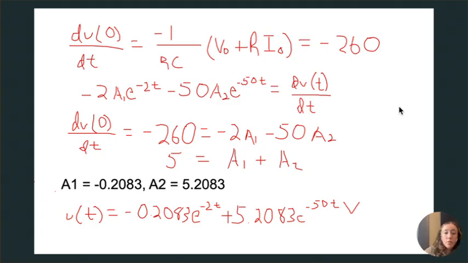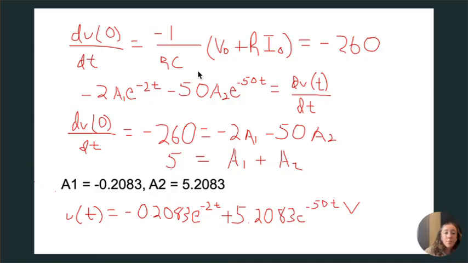So we have a given derivative equation when t is equal to 0, and that is negative 1 over RC times V naught plus R I naught. Plugging those numbers in, we get negative 260. We take the derivative of the V of t equation, set that equal to that negative 260, and we plug in 0 for t.